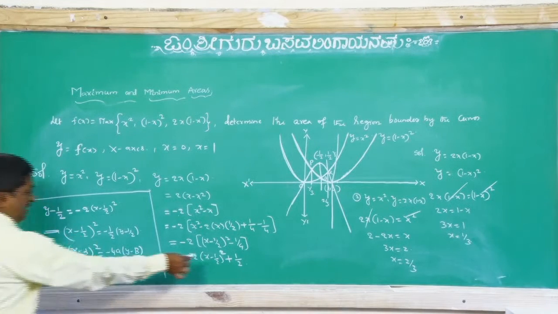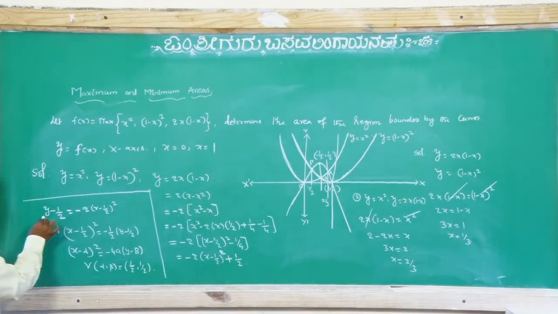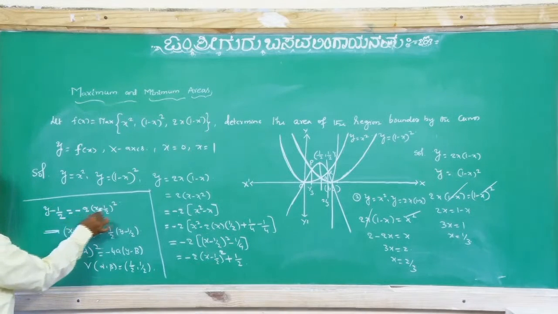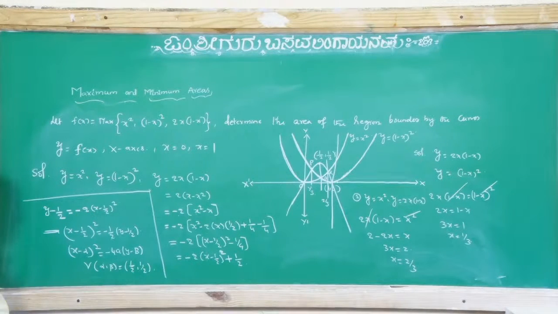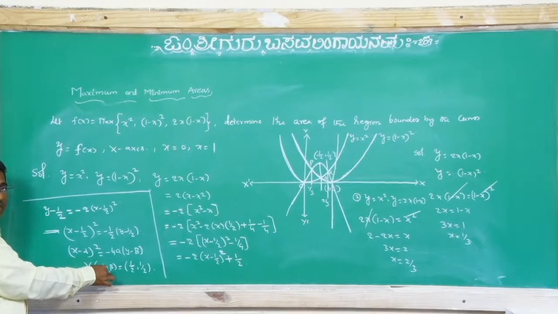This also can be written as plus 1 by 2, sending to the left-hand side, minus 1 by 2. After that, minus 2 into (x minus half) whole squared. So on the right-hand side minus 2 is multiplied, on the left-hand side divide: minus half into (y minus half) is equal to (x minus half) whole squared. This looks like (x minus alpha) whole squared equals 4a into (y minus beta). So alpha comma beta is called the vertex of the parabola.